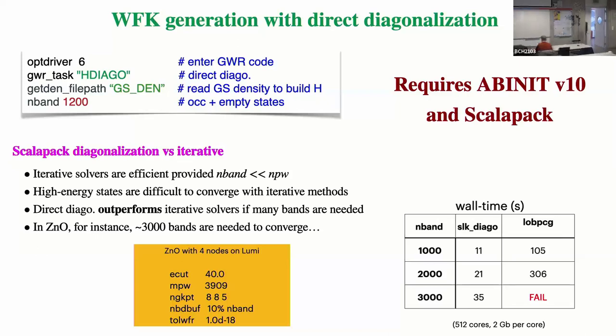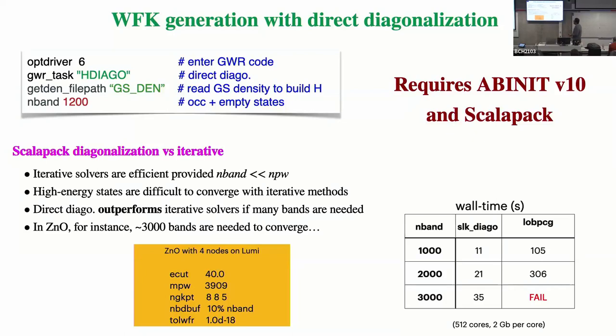Okay, this is a new feature that is available in Abinit version 10. In a nutshell, you don't use these iterative eigenvalue solvers in which you have to apply the Hamiltonian many times. You just build the Hamiltonian in Fourier space and then you use ScaLAPACK to perform a direct diagonalization. And this is way more efficient when you have to compute a lot of states and also has a much better scalability.